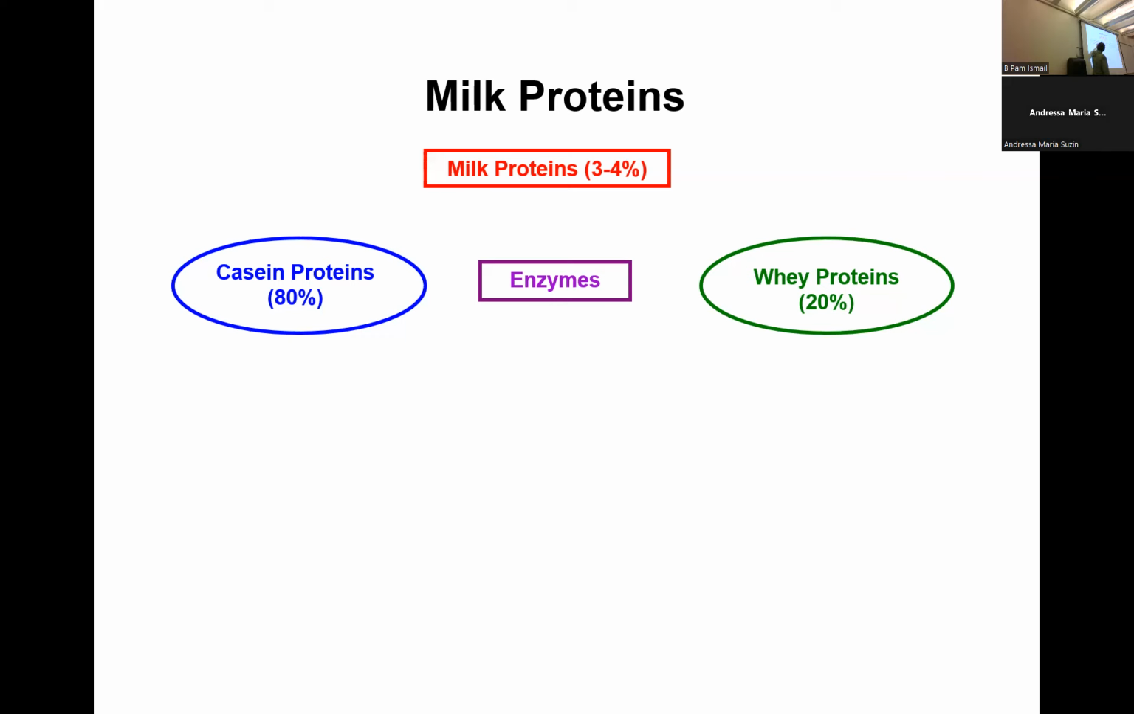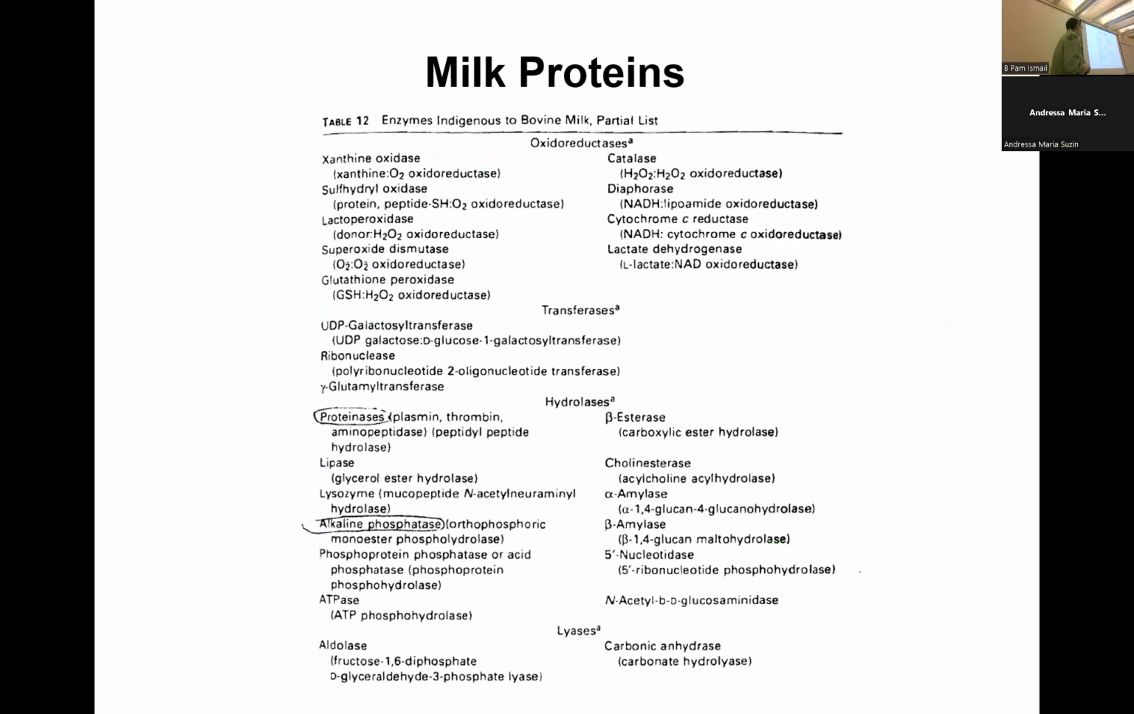So 80% of this 3 to 4% protein is casein and 20% whey protein. We also have a bunch of enzymes. Food enzymes are proteins. So enzymes in milk, there's this old table, FYI, but there are a lot of different enzymes: oxidoreductases, transferases, hydrolases, lyases. We already talked about all of those. But the most common enzyme that causes problems is the proteinase plasmin.